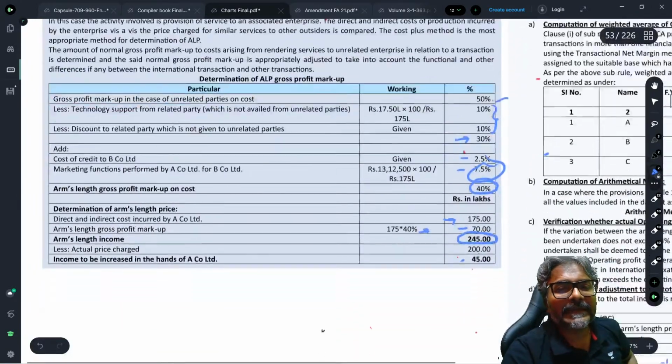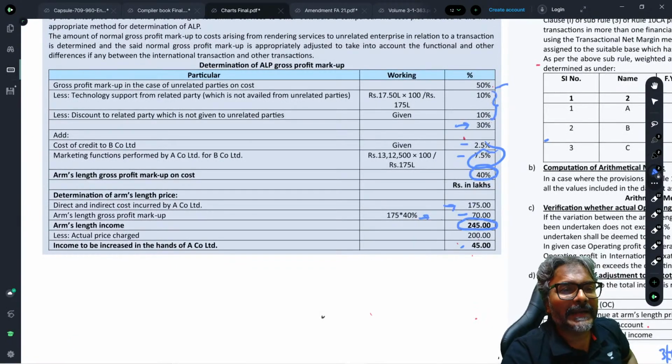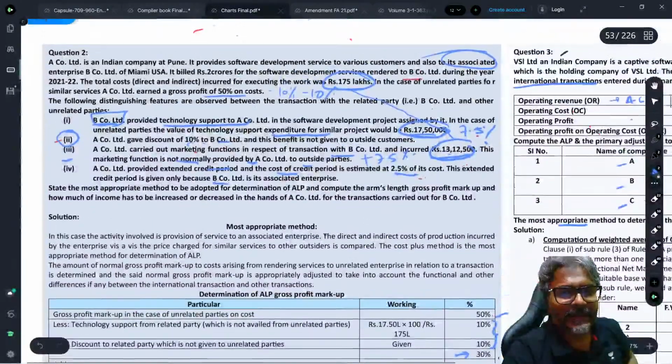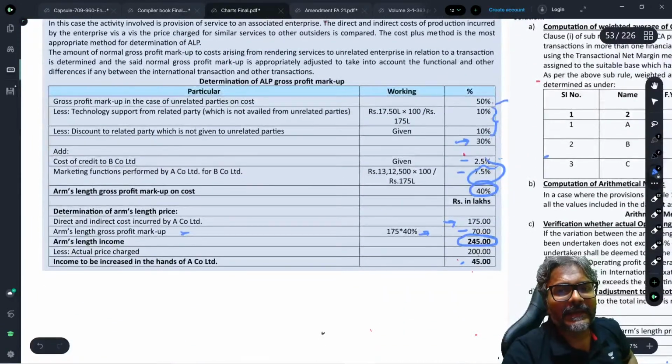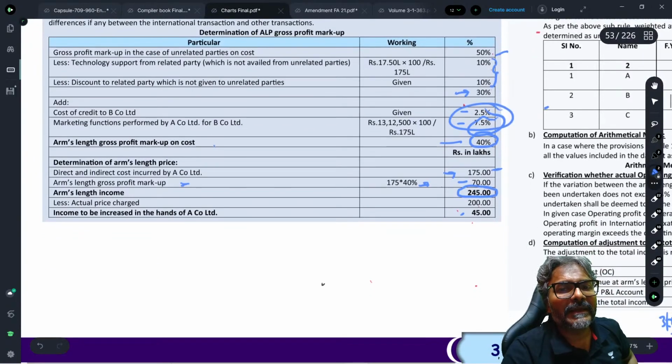And therefore, in that case, we are going to add the margin for the credit factor. How much addition needs to be done? 2.5% of the cost needs to be added. So finally, the markup on the cost is 40%. So this 40% will be added on the total cost of 175 lakhs. And therefore, I get what? The markup margin of 70.